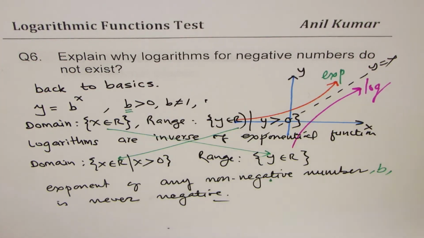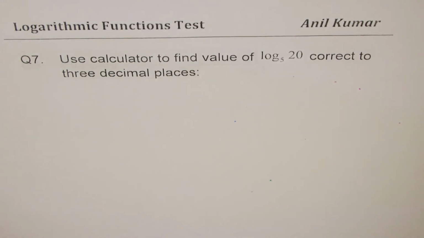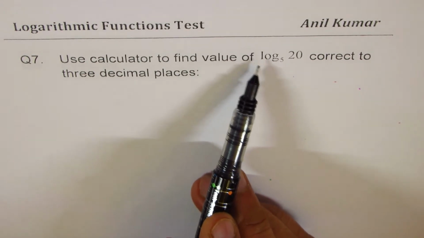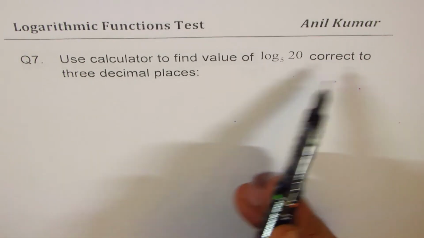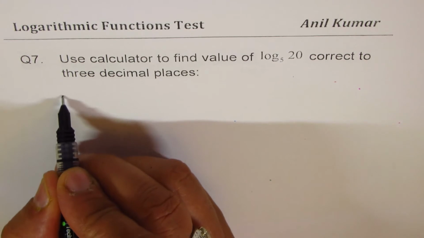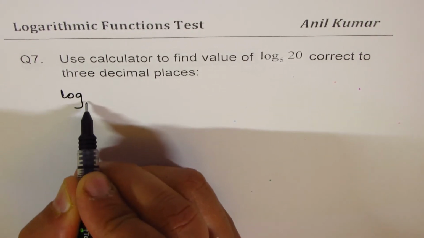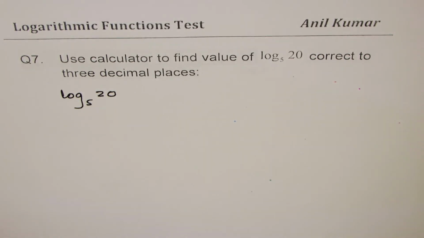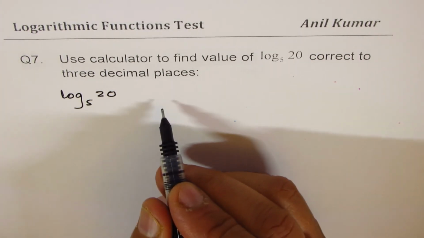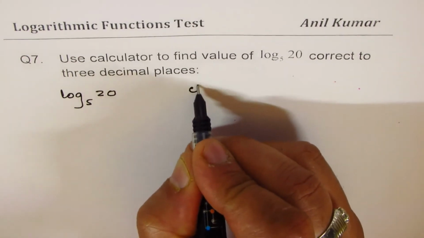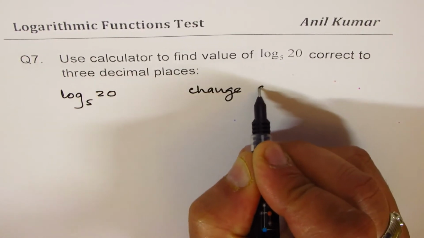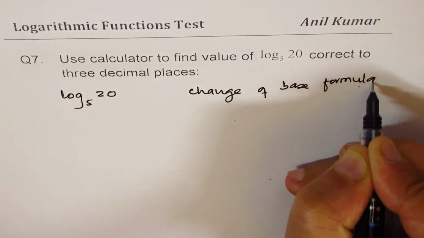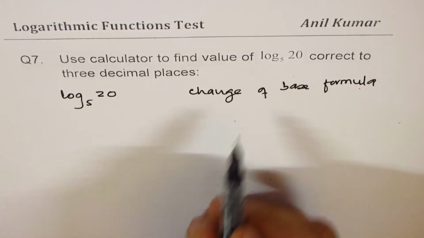Right. So let's move on and take up question number 7, which is, use calculator to evaluate log to the base 5 of 20 correct to 3 decimal places. So now we have to calculate log to the base 5 of 20 using calculator. Now that brings us to the second part of this test, which involves change of base formula. So let's understand change of base formula and then move on.